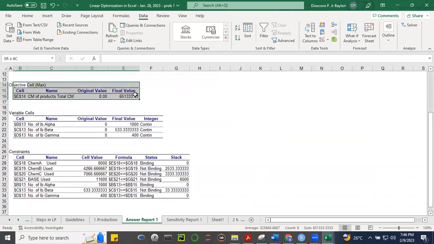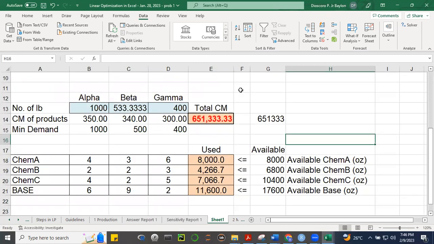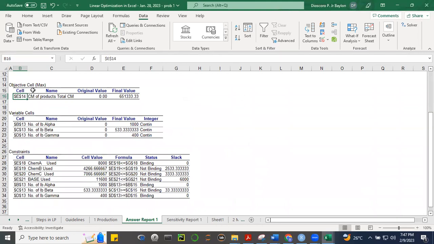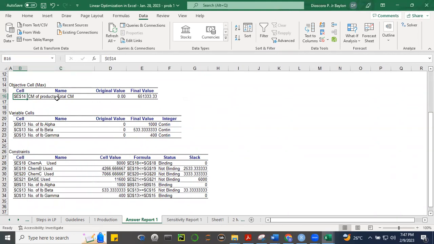The objective cell, which pertains to our total contribution margin, right? It's E14. If we check our model, our objective cell is our total contribution margin, it's E14. Okay, and it will give us the cell position E14 and the name of that particular cell, describing the left and the top. Okay, let's show that here.